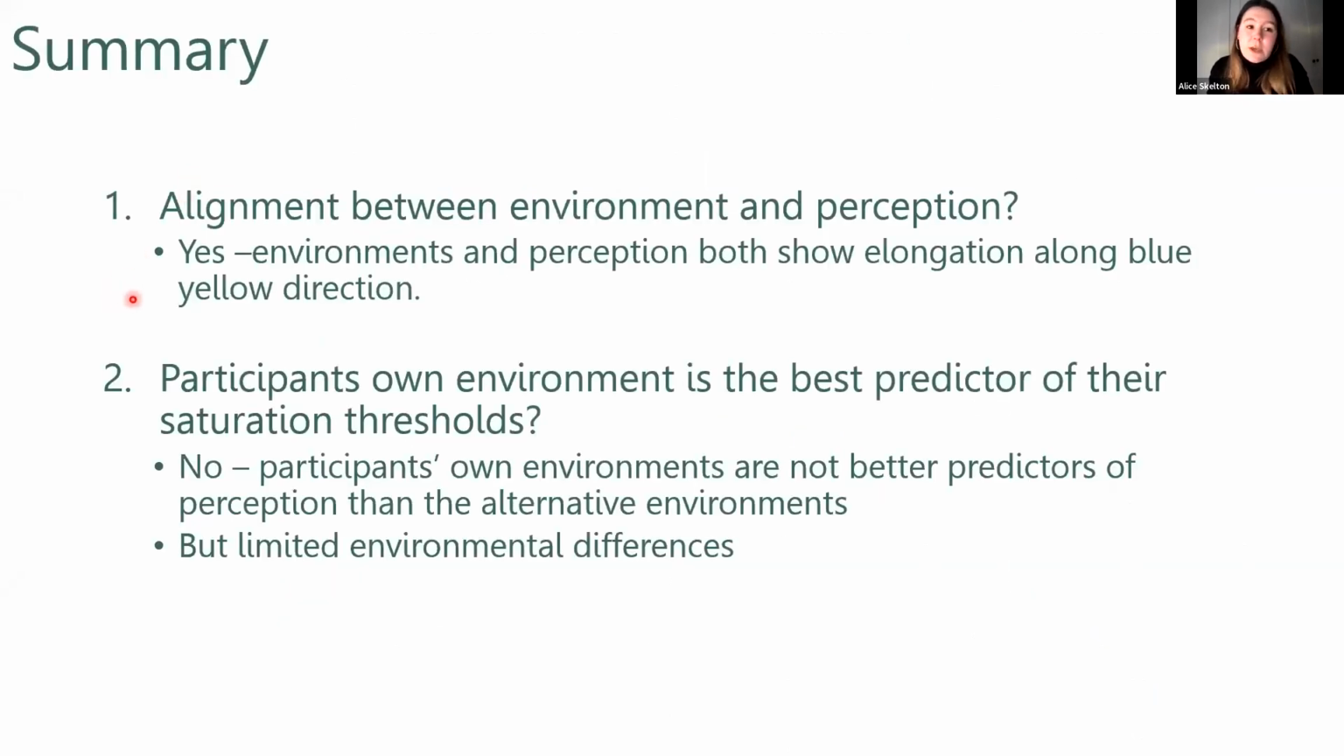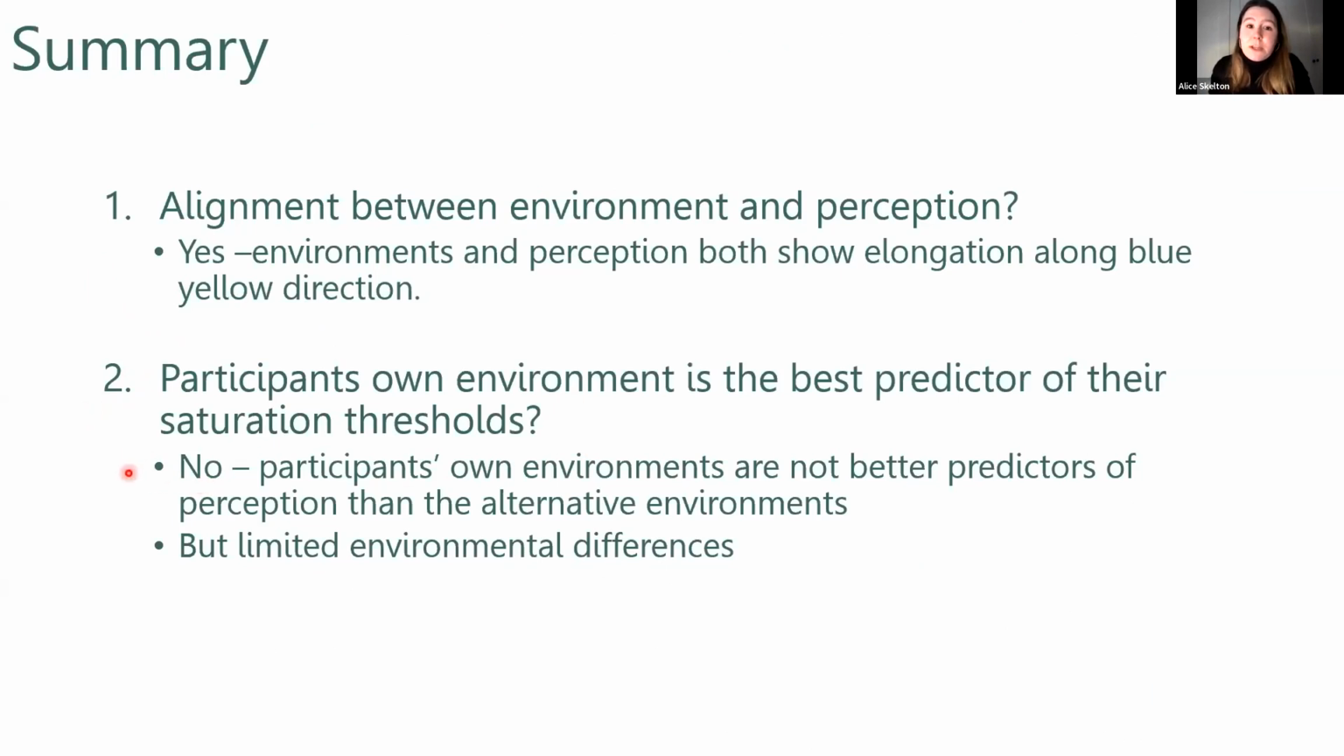Okay, so to come back to these 2 points we were interested in, do we see any alignment between the environment and perception? And yes, we do. Both our environmental statistics and our perception data show this elongation along the blue-yellow direction from the cowboys chromaticity diagram. But the next question, of whether or not participants' own environments are a better predictor of their perception than another environment, the answer appears to be no.